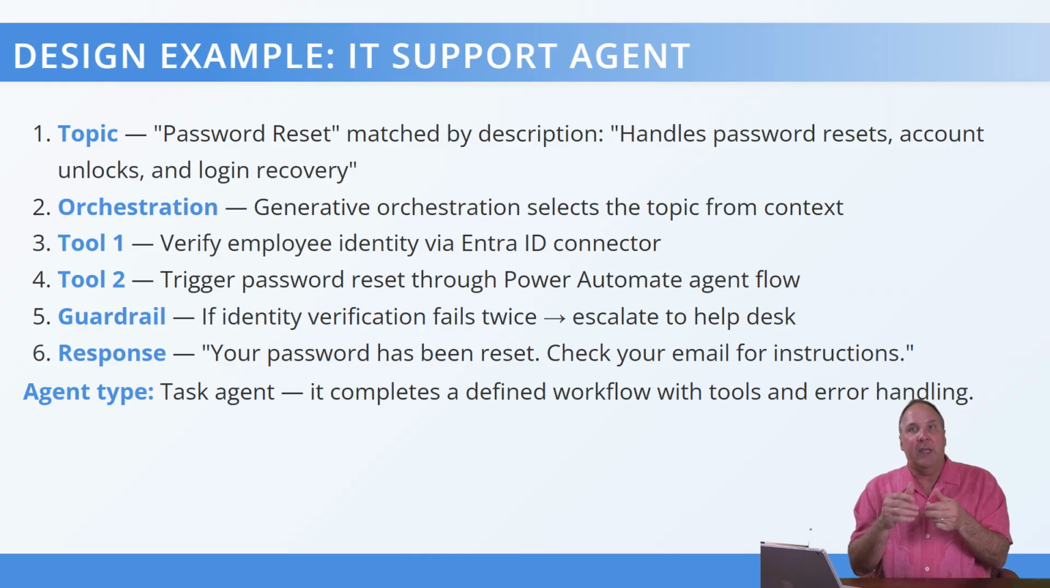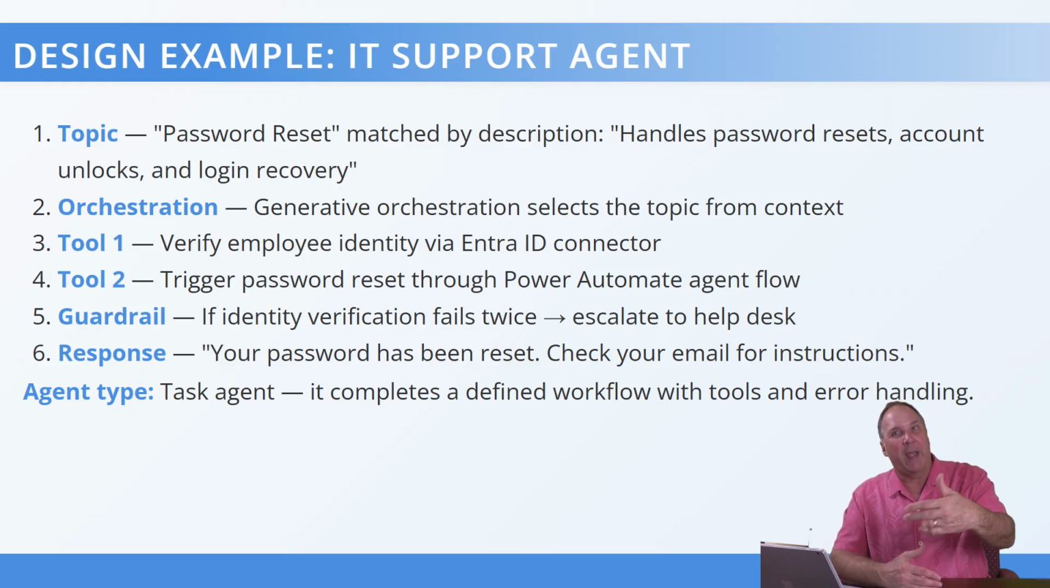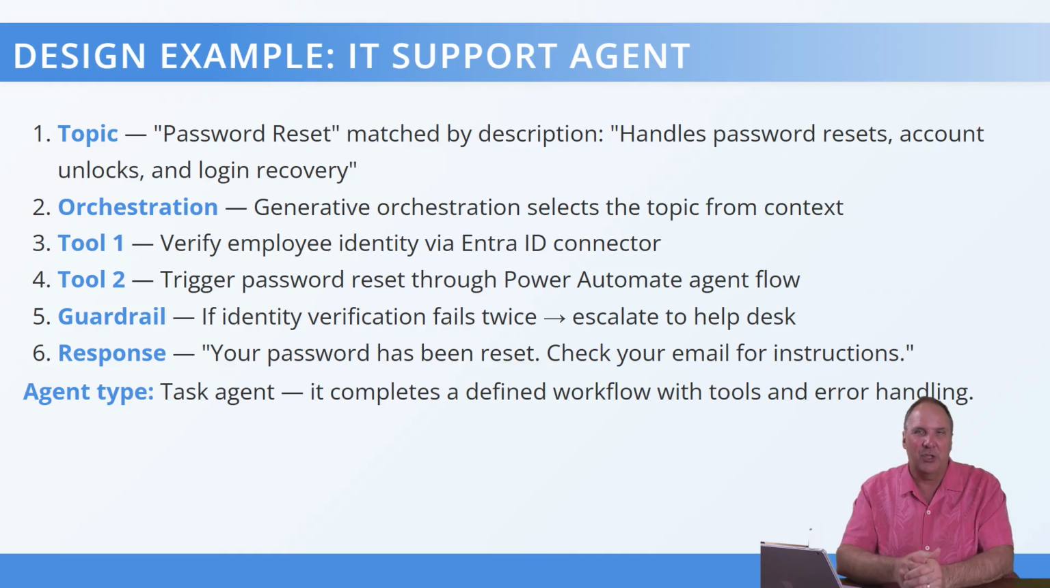Our guardrail would be, if identity verification fails twice, don't keep trying. Escalate to the help desk immediately. This prevents social engineering attacks where someone tries to reset another person's password. Response on success, your password has been reset. Check your email for instructions. Our agent type, well, this will be a task agent. It has a defined workflow with actions, branching, and escalation. It's not prompt and response because it takes action. It's not autonomous because it responds to a user request. It's not on a schedule.